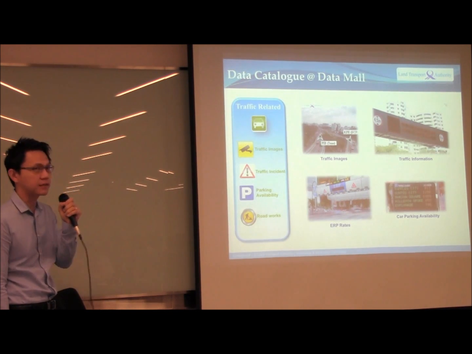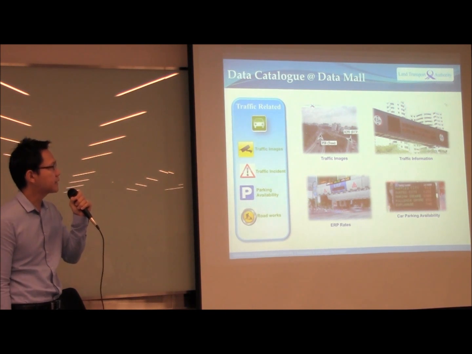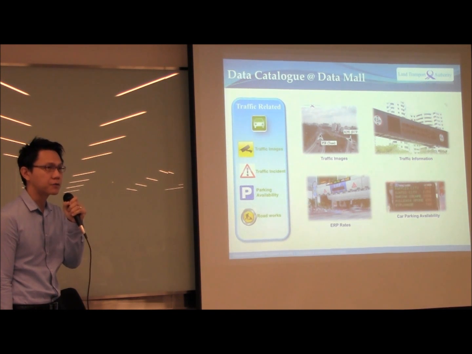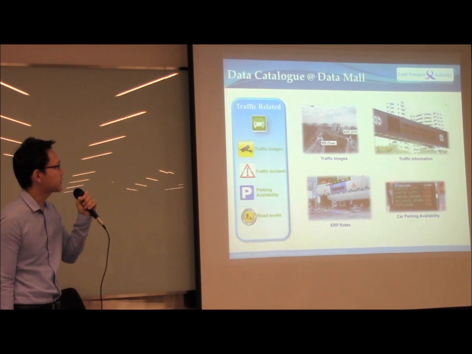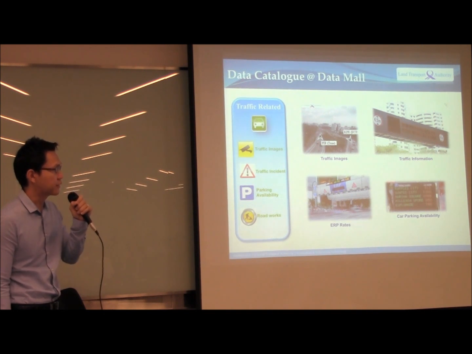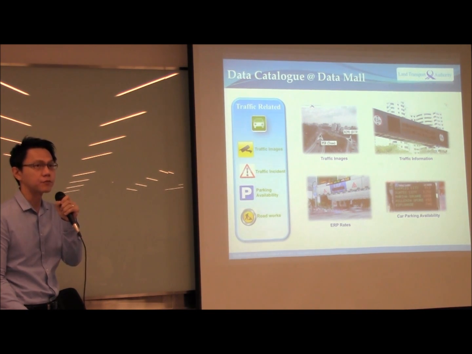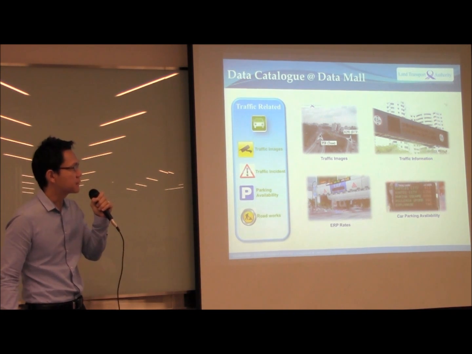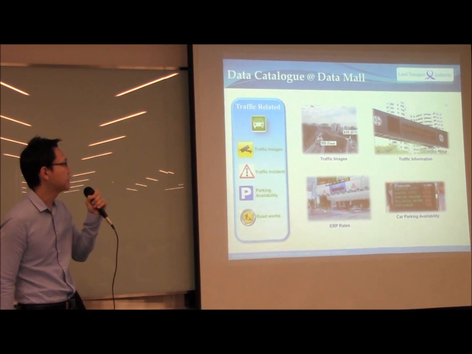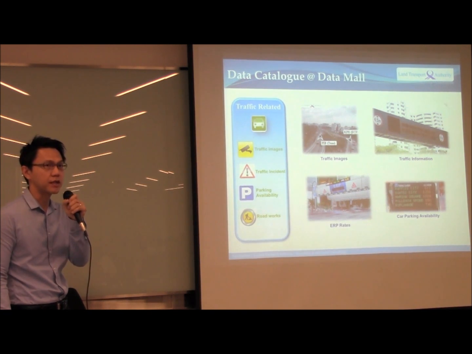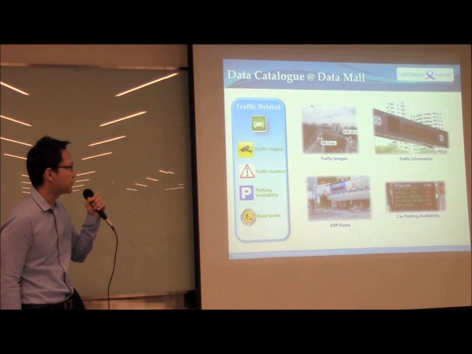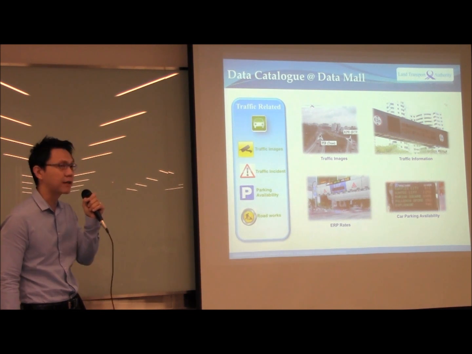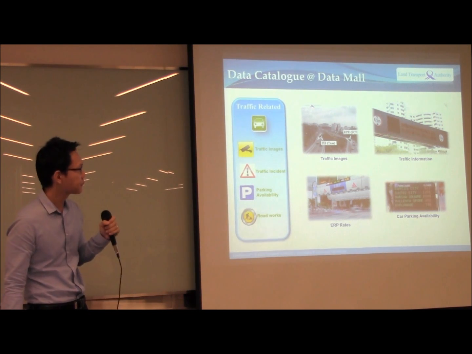Right, the next category is the traffic-related category. This category comprises real-time traffic data that is updated every 1 to 5 minutes. It contains data sets such as traffic images that show the flow of traffic along major expressways, traffic information that informs motorists of any incidents happening on the road, ERP rates that tell you the ERP charges at all ERP gantries, and also car park availability that advises motorists on the car park lot availability in major shopping centers.